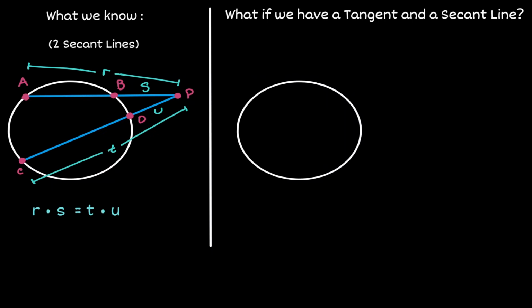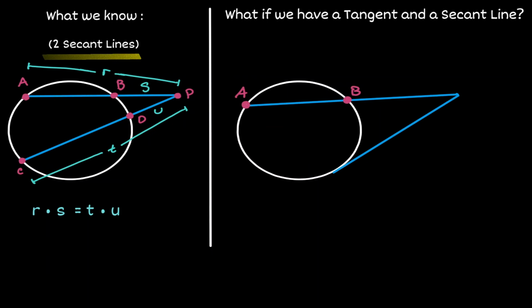But remembering that this is true when two secant lines intersect, what if we have one tangent line and one secant line? Do we still get the same result? Well, let's start by drawing one secant line. Let's call the intersections A and B. And now, let's draw a tangent line that intersects at the end of the secant line.